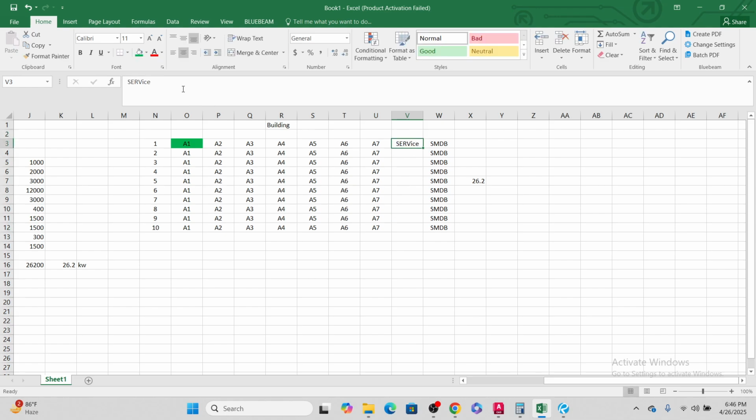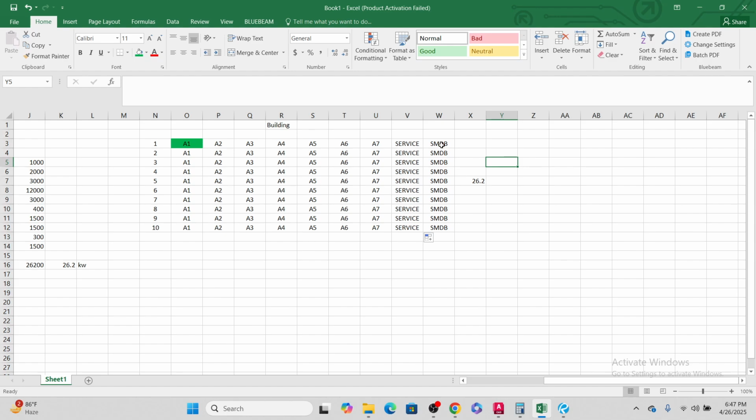Okay. This one is for what? This one is for the sockets which run in the corridors, and the lights. This does not belong to an apartment. So, service DB. So total 8 DBs are connected to one SMDB. So this is the service DB.